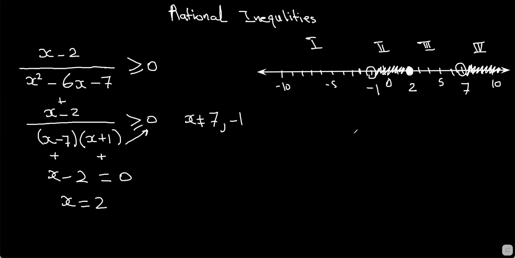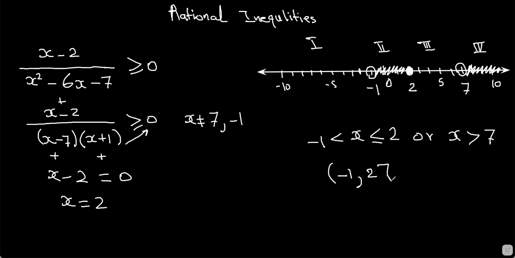So if you want to write it as x is in between -1 and 2, and make sure the 2, since it's shaded, you put the equal sign there, or x is greater than 7. You also could write it as -1 and 2, but the 2, make sure you have a square bracket, because that means including the 2, union, and then between 7 to infinity, and that's what you're shading.